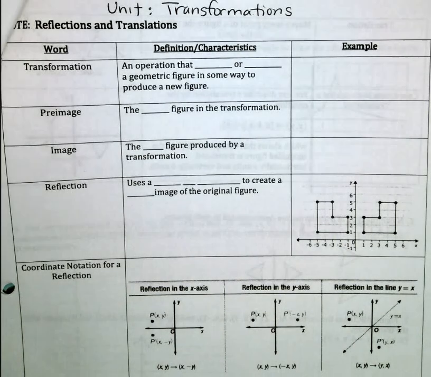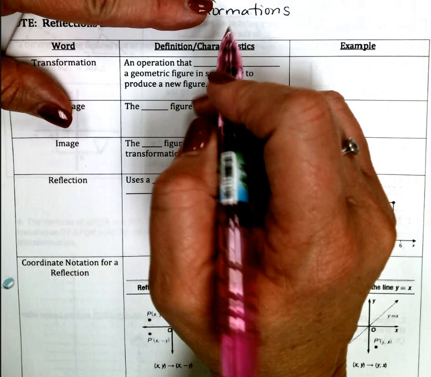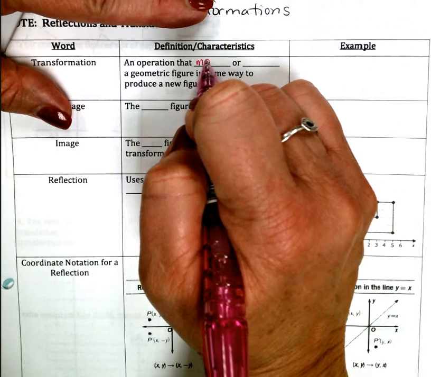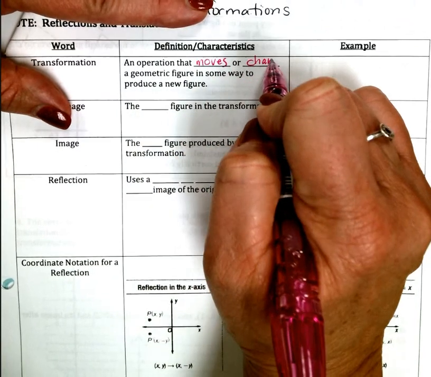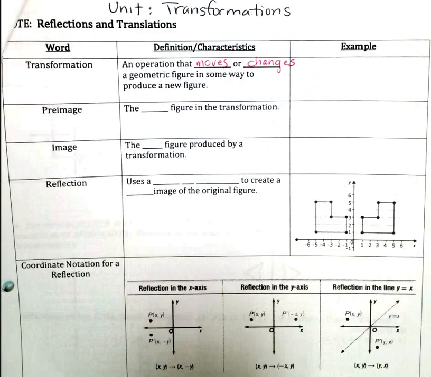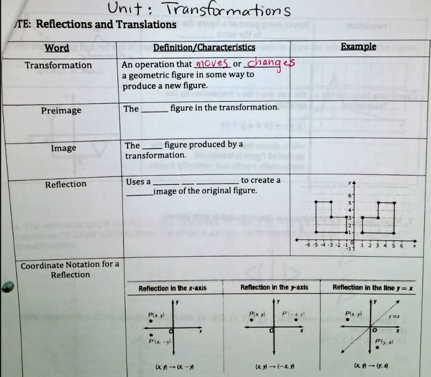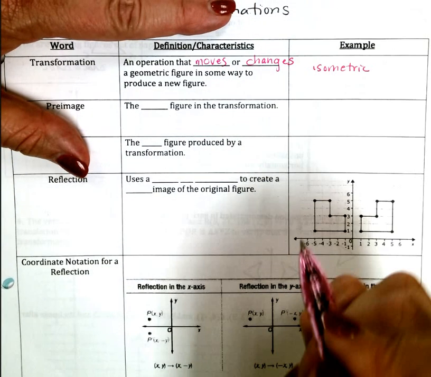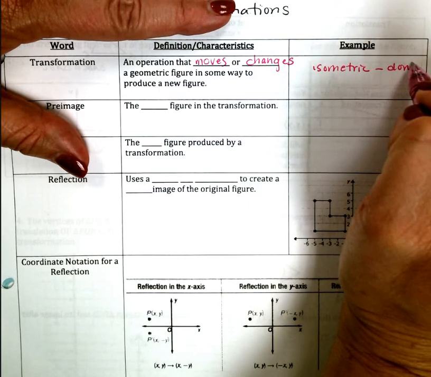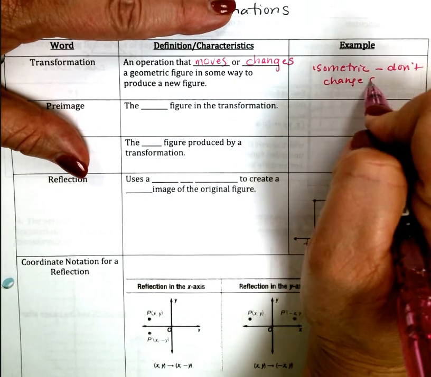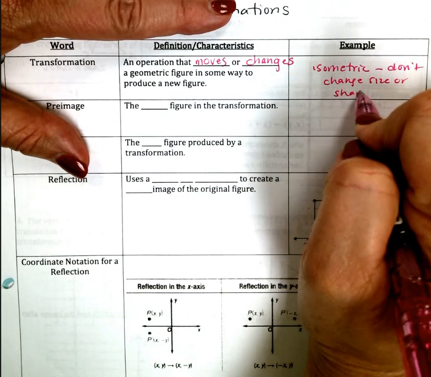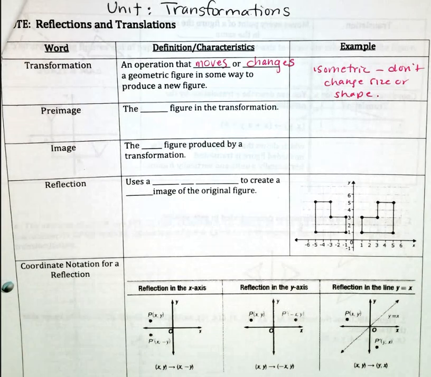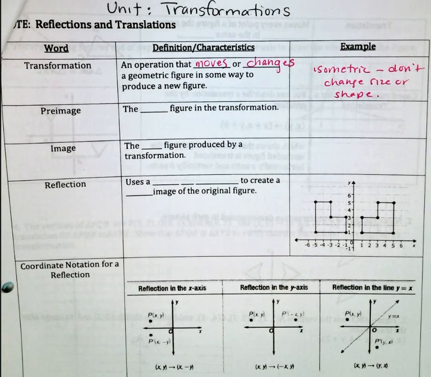So first of all, overall, a transformation is an operation that moves or changes a geometric figure in some way to make a new figure. Most of ours are what we call isometric, which means they don't change size or shape. The only one that changes size would be your dilation, but everybody else is isometric: your rotation, your reflection, and your translation, because you're going to take the figure and do something with it on this coordinate plane.